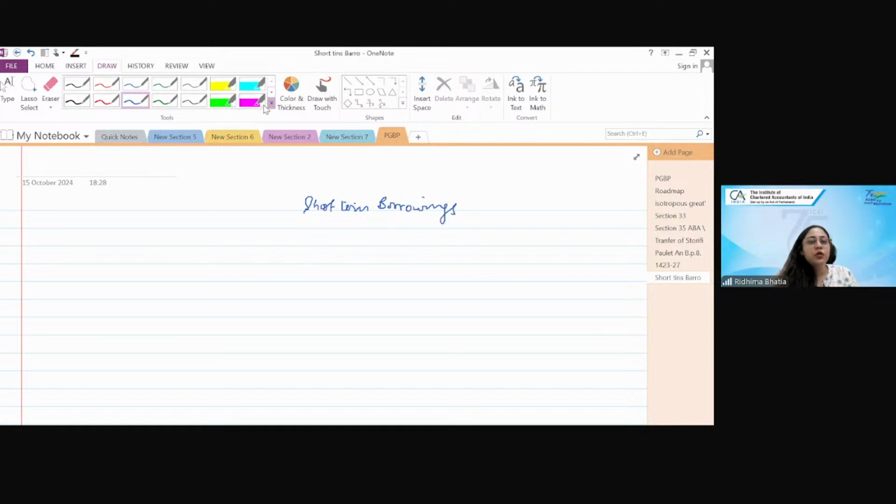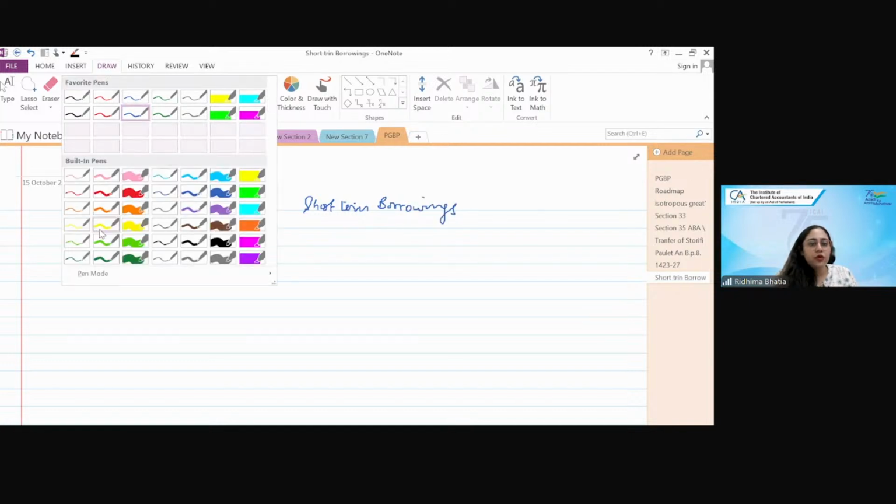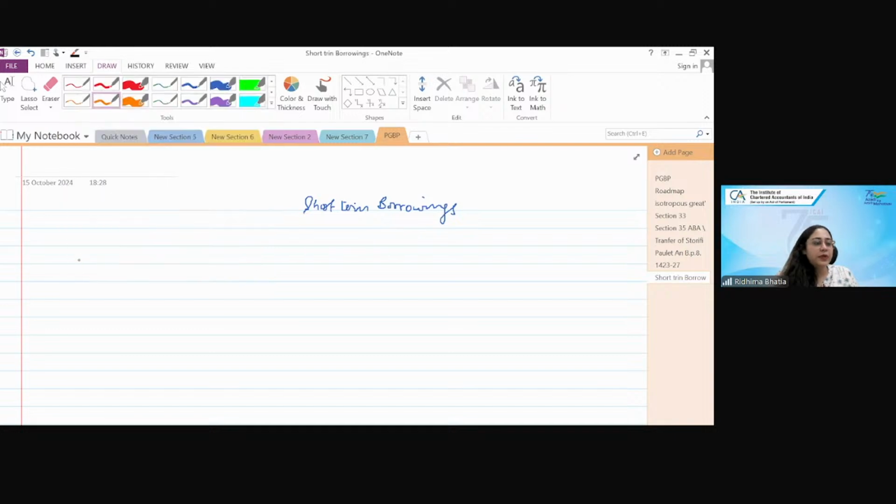Short-term borrowings for whom? Short-term borrowings for the company. So if the company needs certain types of funds for a short-term period, they issue bonds. The company would issue the bonds to investors. The public, like you and me, can invest in it. I'm taking this approach so that both aspects can be clear.